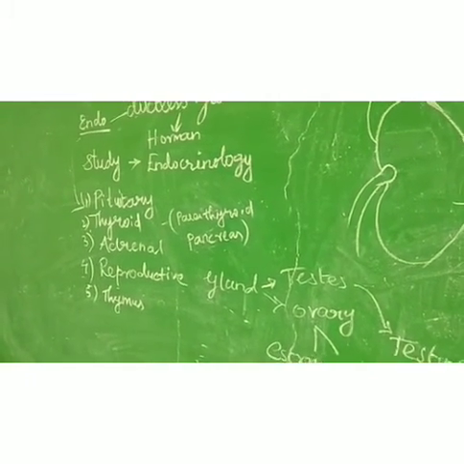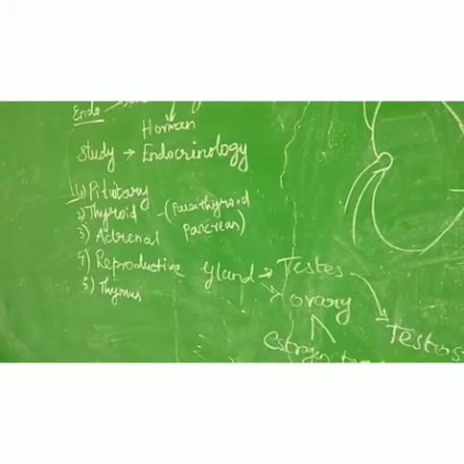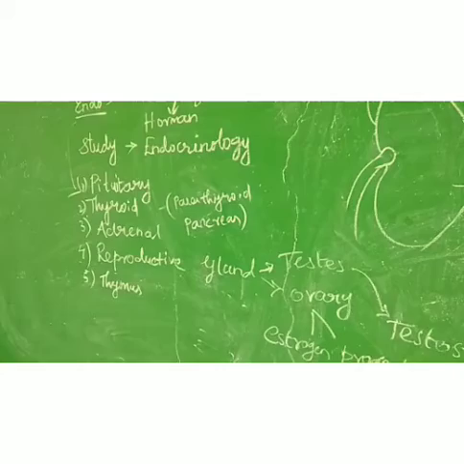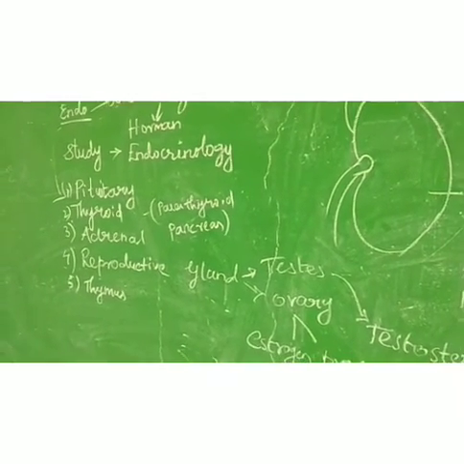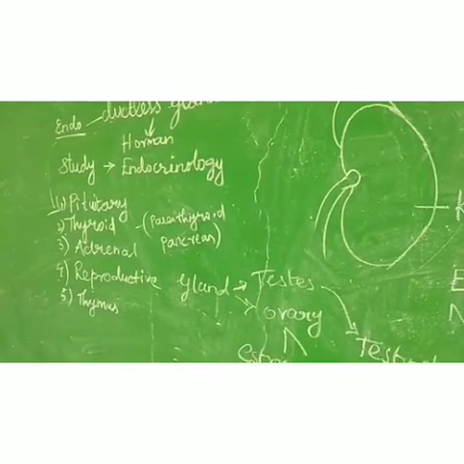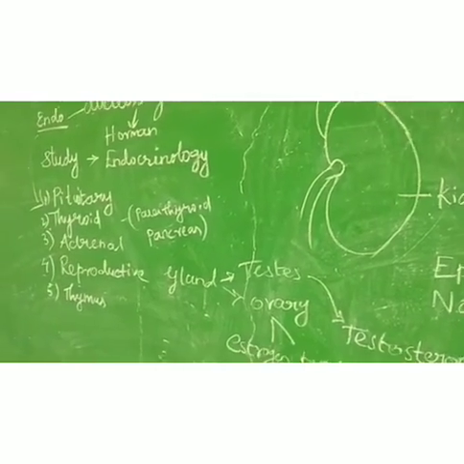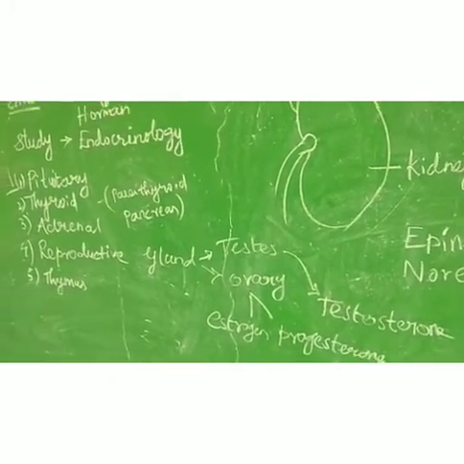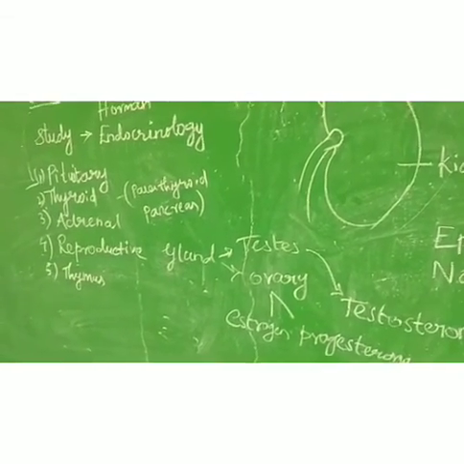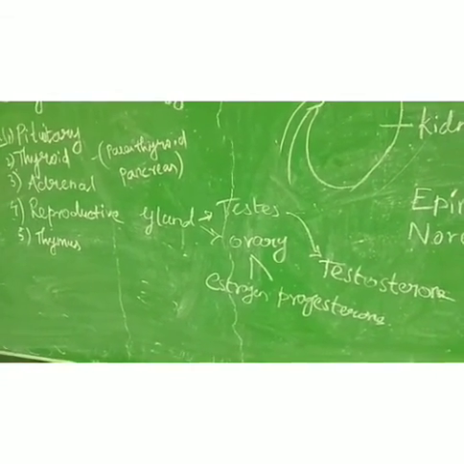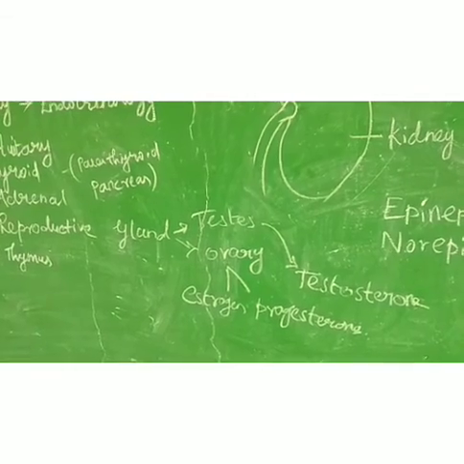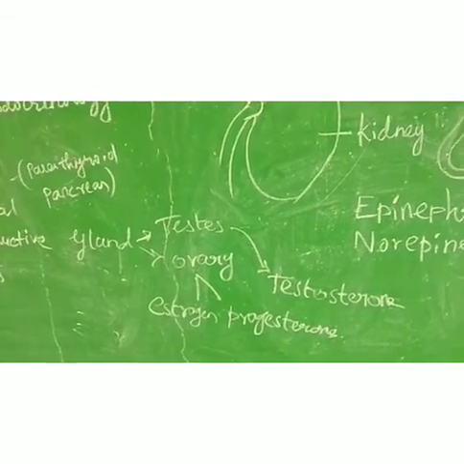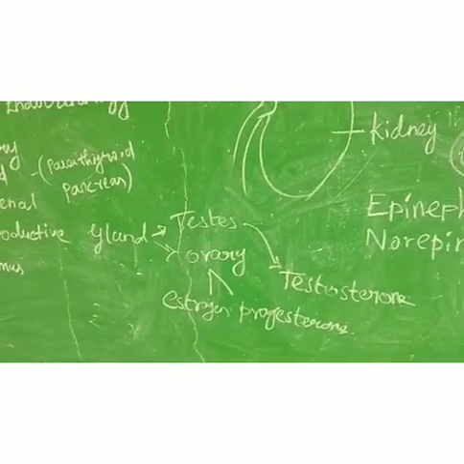Next we saw the thyroid gland, which is located in the tracheal region. Then the adrenal gland, which is located in the kidney region. It is otherwise called the suprarenal gland and also the emergency gland, because it secretes the emergency hormone. Next is the reproductive gland, where we have seen the gonads, testes and ovary. The testes secrete the hormone testosterone, and the ovary secretes the hormones estrogen and progesterone.